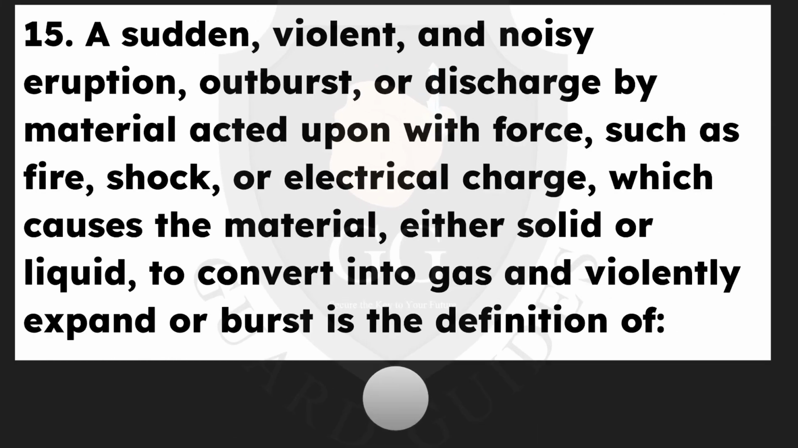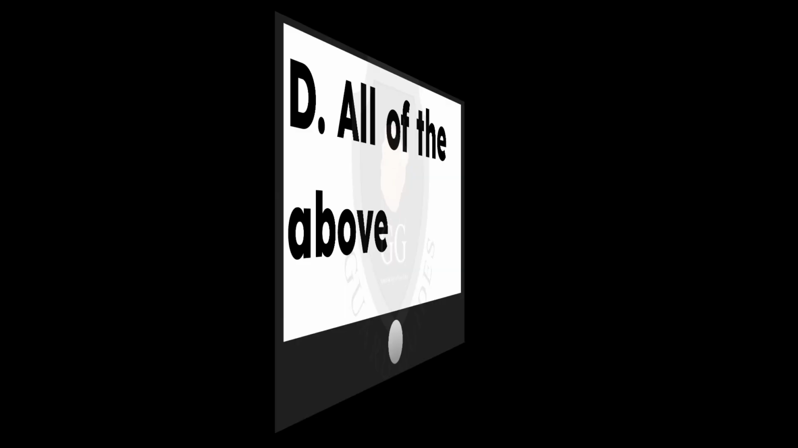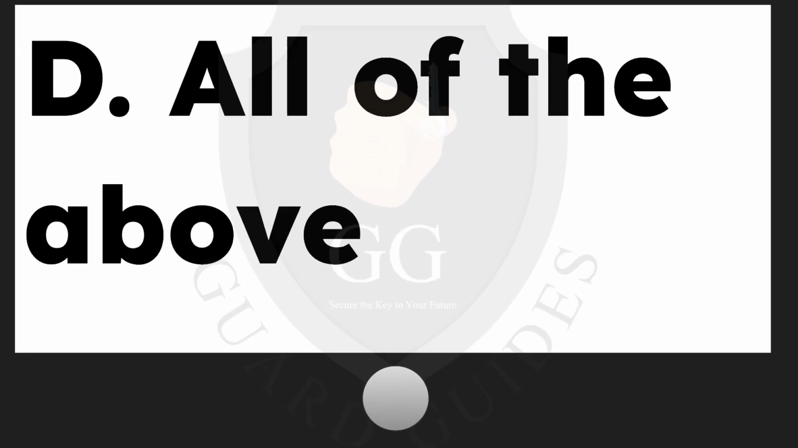Number 15, a sudden, violent, and noisy eruption, outburst, or discharge by material acted upon with force, such as fire, shock, or electrical charge, which causes the material, either solid or liquid, to convert into gas and violently expand or burst, is the definition of A, a flash fire. B, an explosion. C, a detonation. D, all of the above. Or E, none of the above. The answer is D, all of the above.